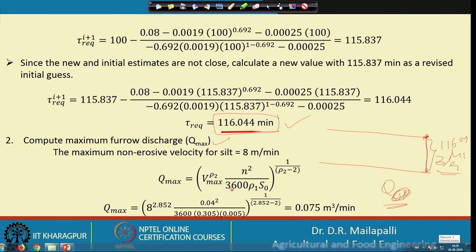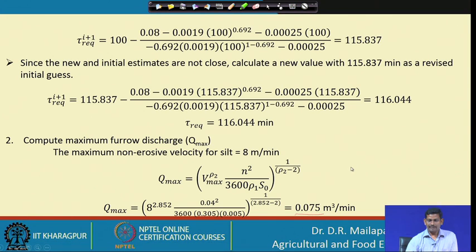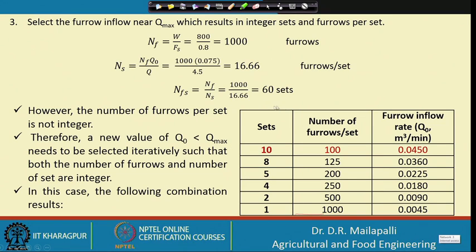So, Q max for maximum non-erosive velocity, velocity 8 meters per minute. Using the velocity, from the table, you find out Q max by using Newton-Raphson with Manning's equation, okay, and you get Q max as this. And then the third step is to find out the number of furrows and number of sets. Okay. So, here the equations are used.